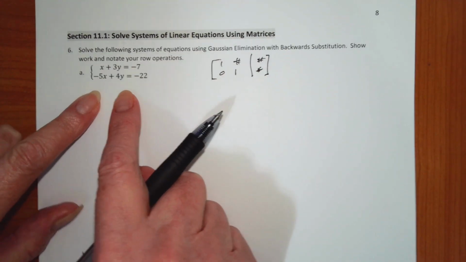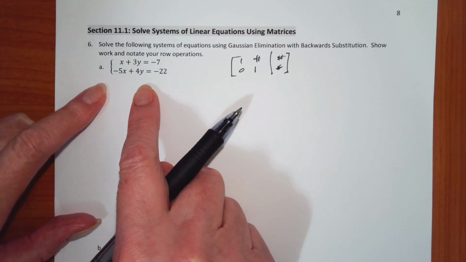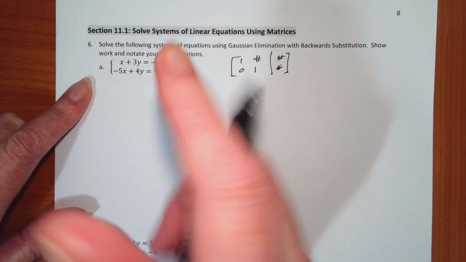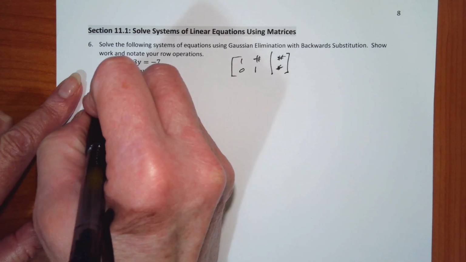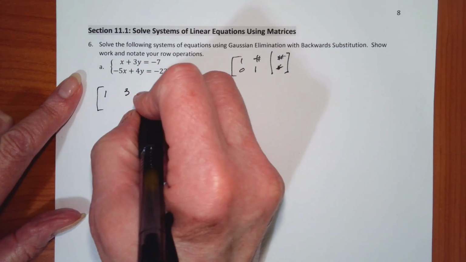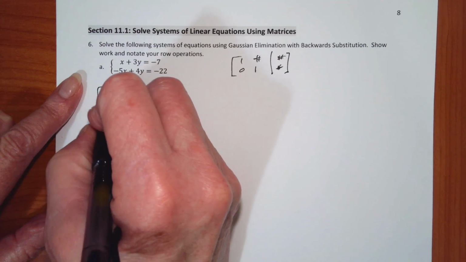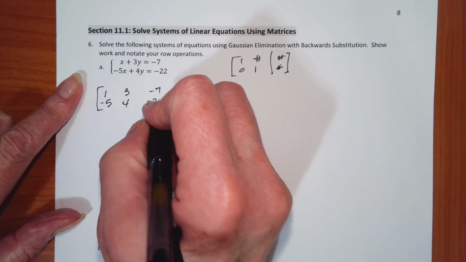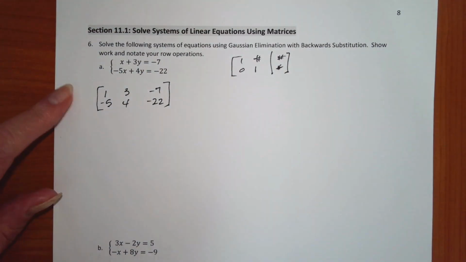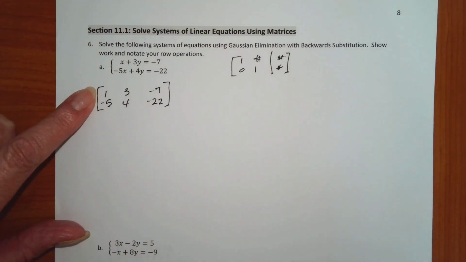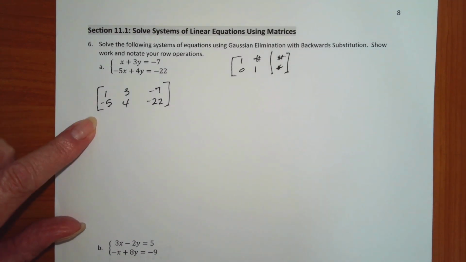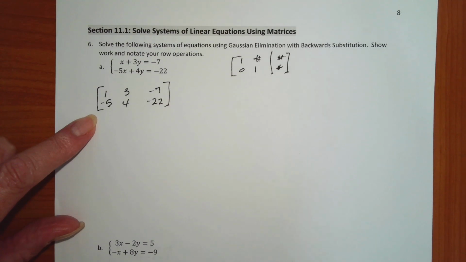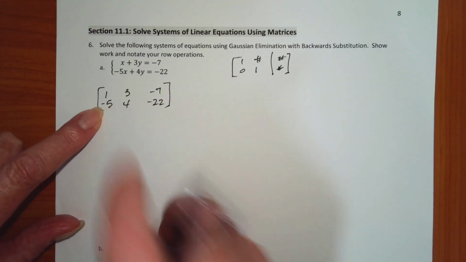Okay, so I start out by making sure that everything is lined up in my equation: my x's, my y's, my constants. So then I put it into a matrix. So I have 1, 3, -7, -5, 4, -22. Okay, I already have a 1 in this position, so I'm done with this row. I'm not going to mess with it anymore other than I'm going to use it to eliminate some things from the next one. Okay, so I need to get a 0 here.